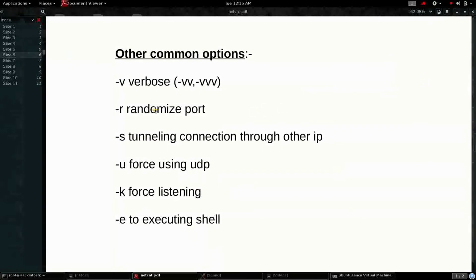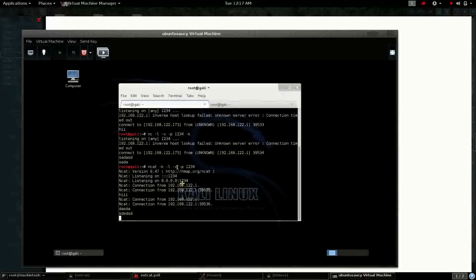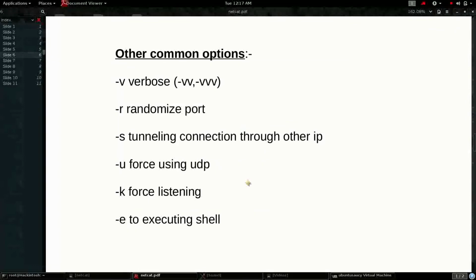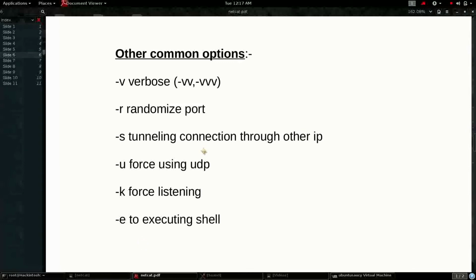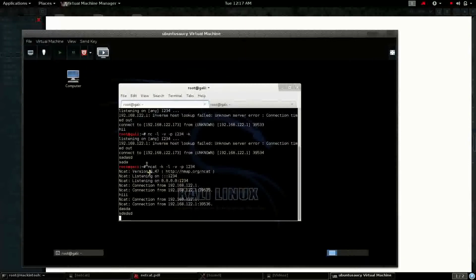So let's move further. The -r option is used for a randomized port. Here you just put any port on which you want to listen, but if you are using the -r option, then you don't need to put any particular port like 1234 or anything like that. It will just randomly pick any port. And -s is used to tunnel the connection through any other IP, and it is used by the client if we don't want to expose their IP, because if we are using the -v option, it shows that this particular guy from this IP has been connected.